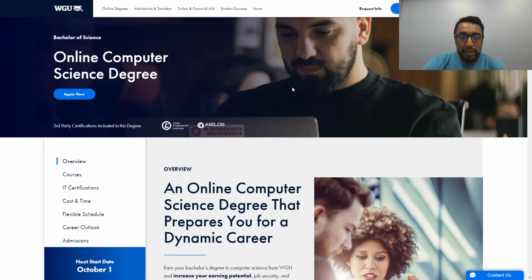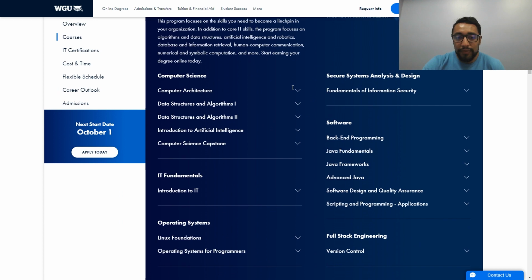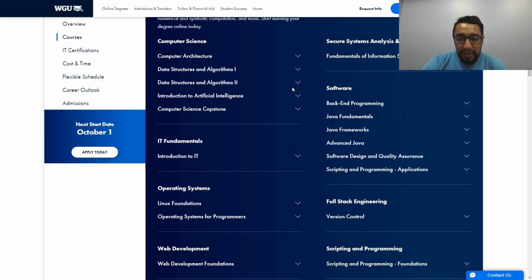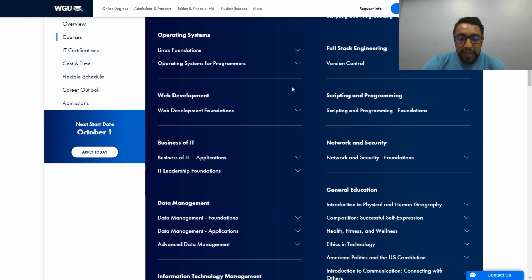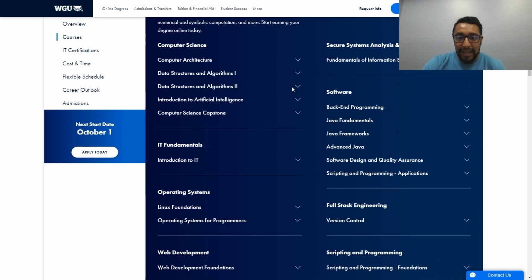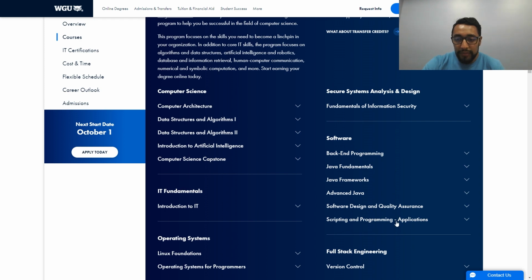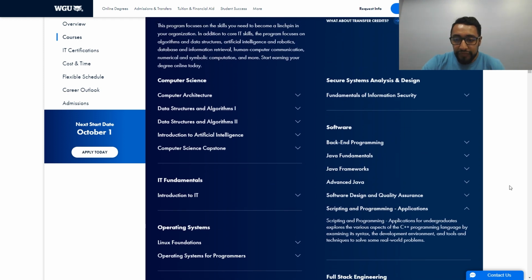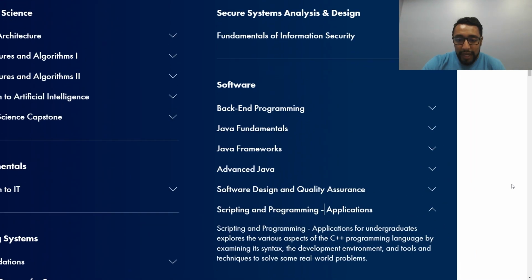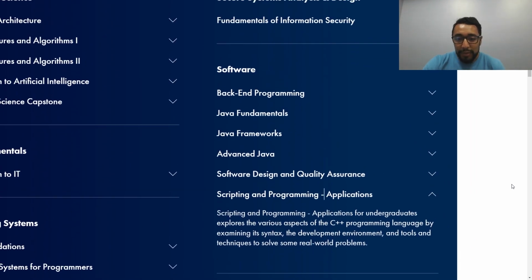I'm actually here at the WGU main page, and they recently updated their curriculum, which is why I'm taking a look. But even despite the update, the scripting and programming applications class is still a pretty important part of the course. We can see down here that for this class, scripting and programming applications for undergraduates explores the various aspects of the C++ programming language by examining its syntax, the development environment, and tools and techniques to solve some real-world problems. So this class is all about C++, and I actually really enjoyed it because it was a good challenge.